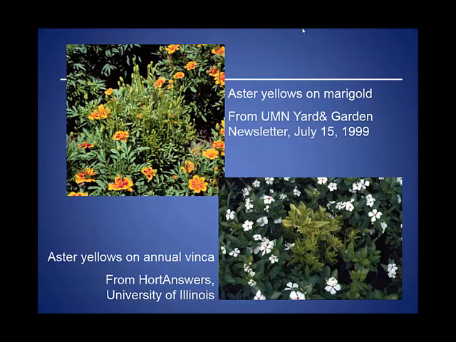This is aster yellows on marigold. I don't know if you saw on the slide, but it has over 200 plant species that it can impact. So the one that we really see it on is coneflower, though. It's pretty common on coneflower.